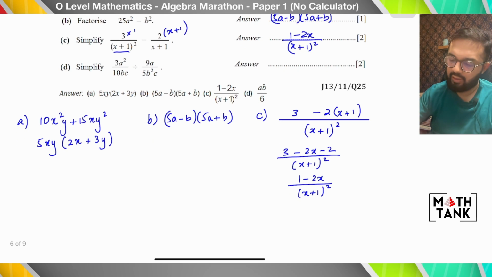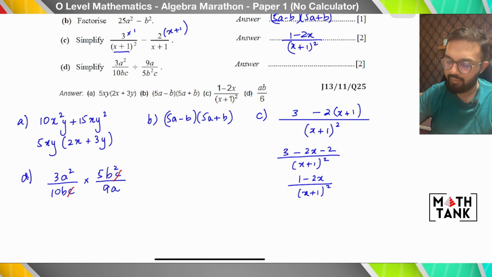Okay, then I think D is simple. When you change the divide sign into multiply, you need to take the reciprocal of the second term. So I'm going to take a reciprocal and say that this is 5b squared c over 9a. Let's see what cancels out.